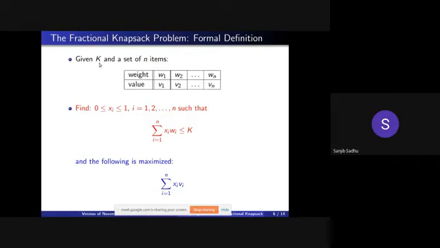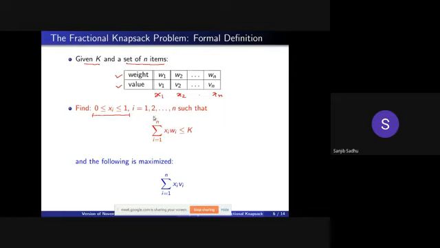Formal definition: given k, meaning knapsack capacity k, and a set of n items, their weights are w1, w2, ..., wn, and their values are v1, v2, v3, ..., vn. Now we have to find out a fraction for each object, xi, meaning x1, x2, x3, ..., xn, where each xi varies from 0 to 1. 1 means complete, 0 means nothing, and a fraction means 0 point something.